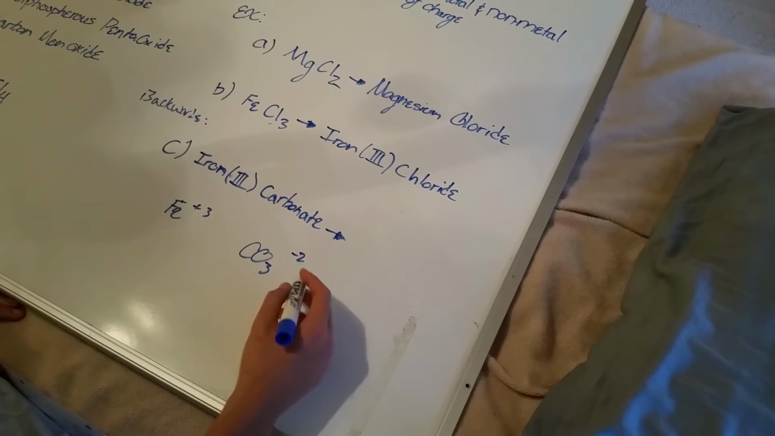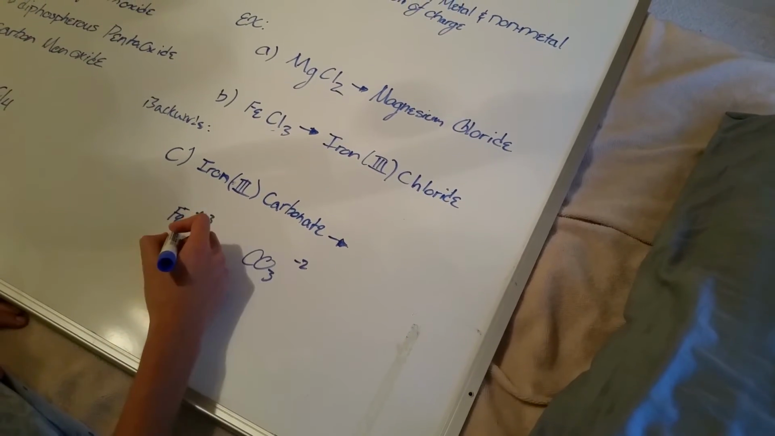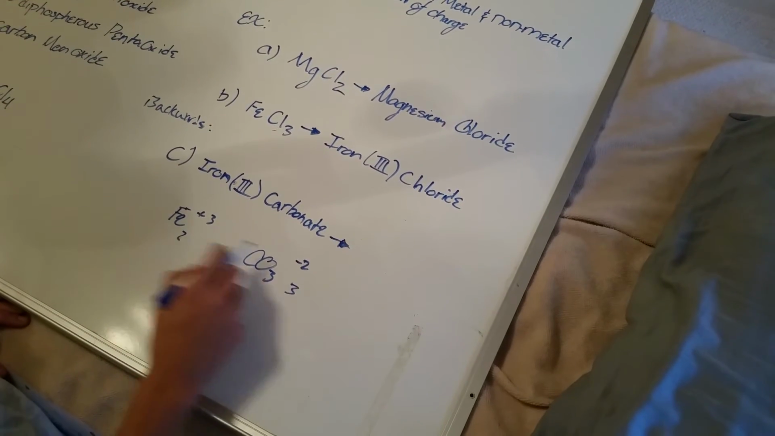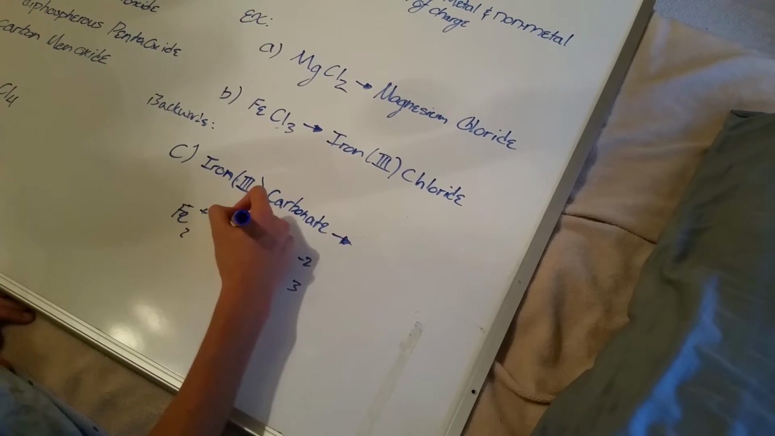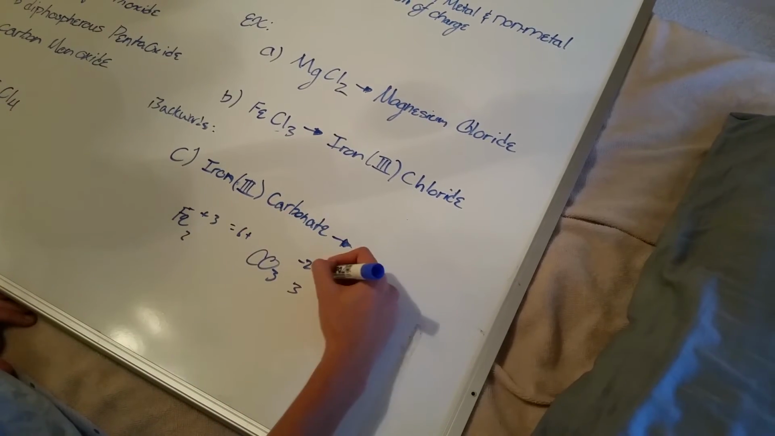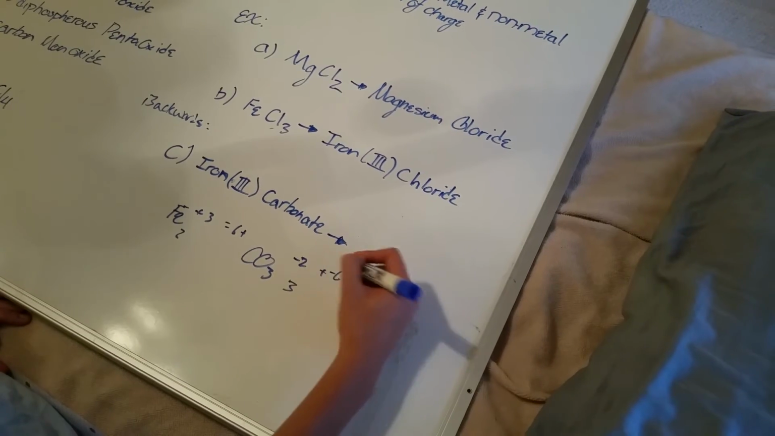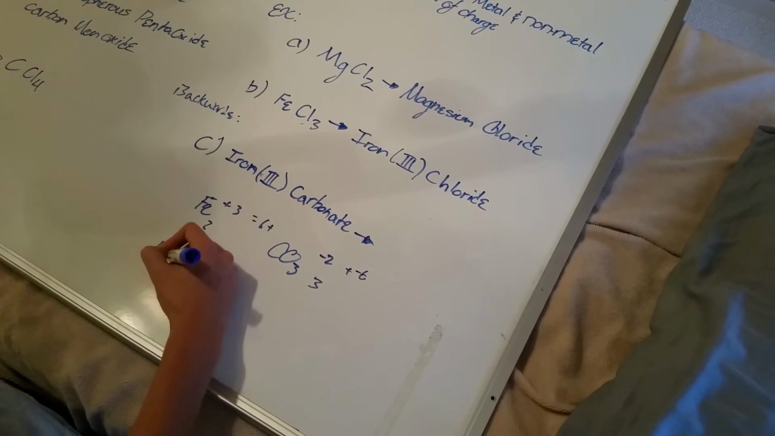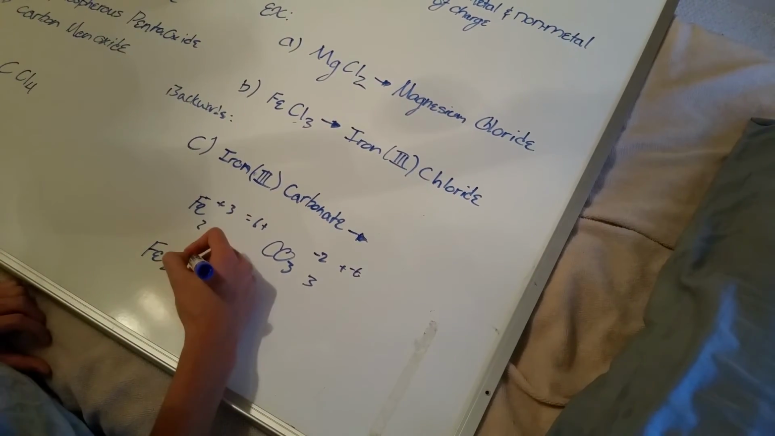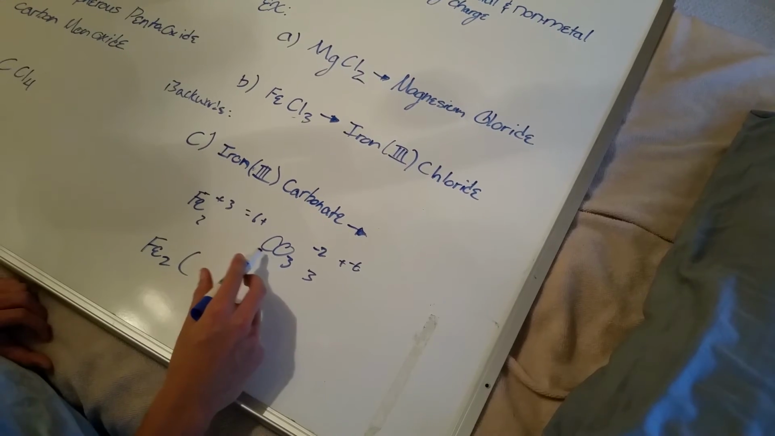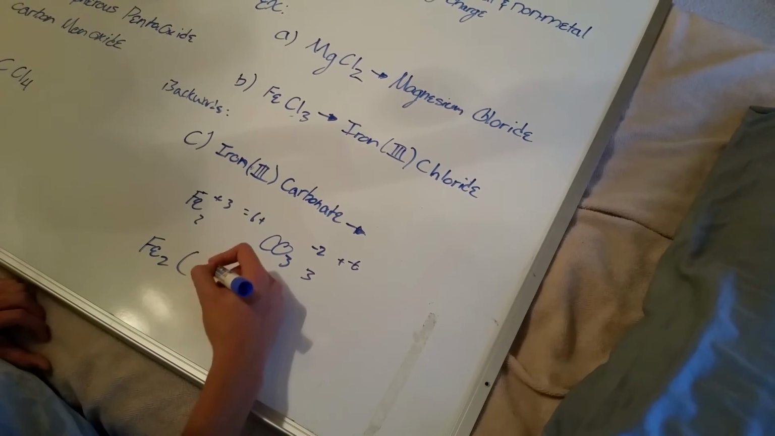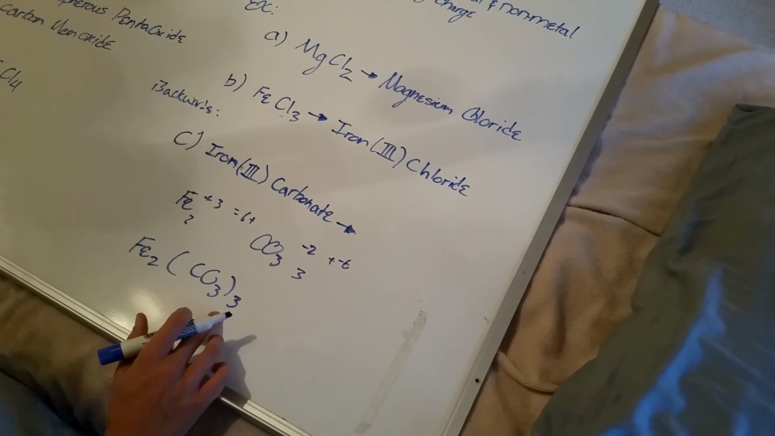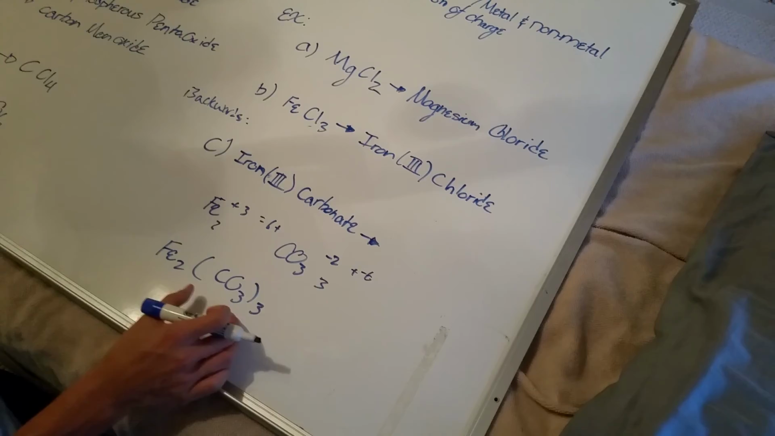So the correct balance is you want to get them so that they equal 0. So you would multiply this by 2 and this one by 3. So you get 6 on each side. So it's equal to plus or minus 6. So now what you would write is Fe2, and since this is a polyatomic, you would write it in parentheses, CO3, and then put a subscript of 3 to emphasize that there are 3 of these carbonates.